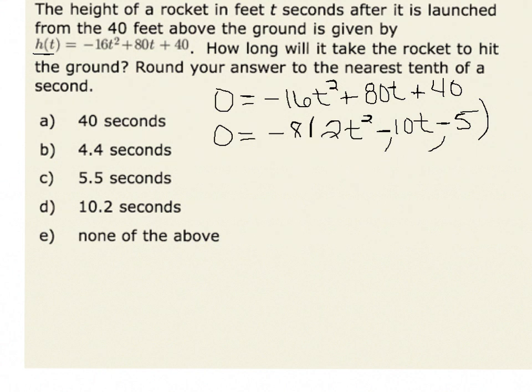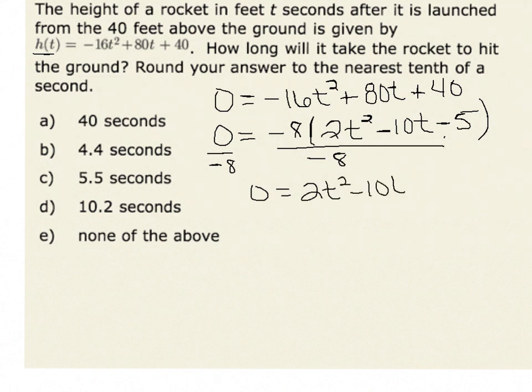The next step that I'm going to do is I'm going to realize that I cannot factor my quadratic equation, so I'm going to use the quadratic formula. Before I do that, I'm going to divide both sides by a negative 8. 0 divided by a negative 8 is still 0, so I have 0 is equal to 2t squared minus 10t minus 5.